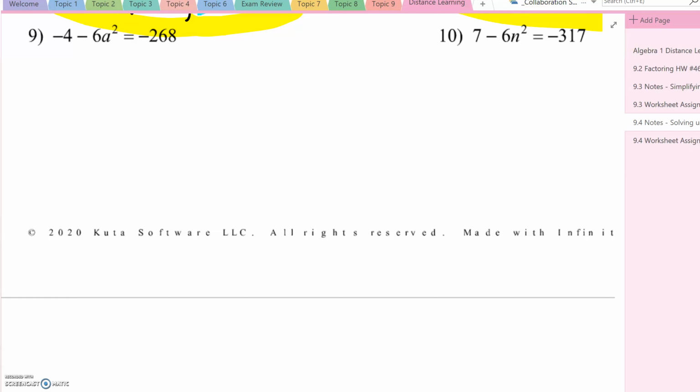Your final two problems are 9 and 10. They're going to put all of these skills together that we have been working on today. So, number 9, we have negative 4 minus 6a squared equals negative 268.